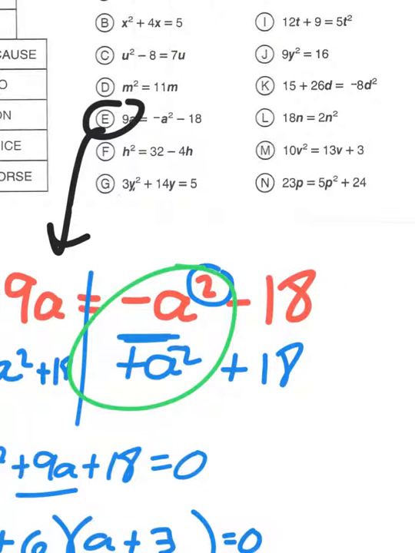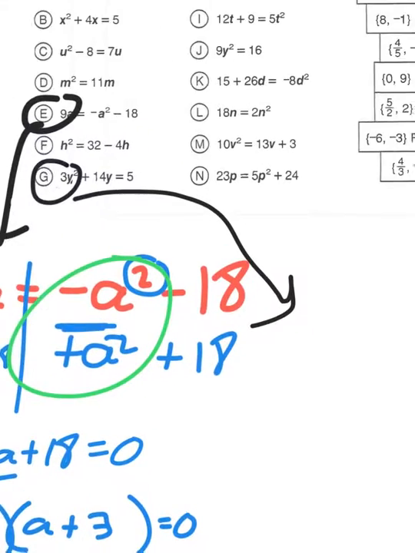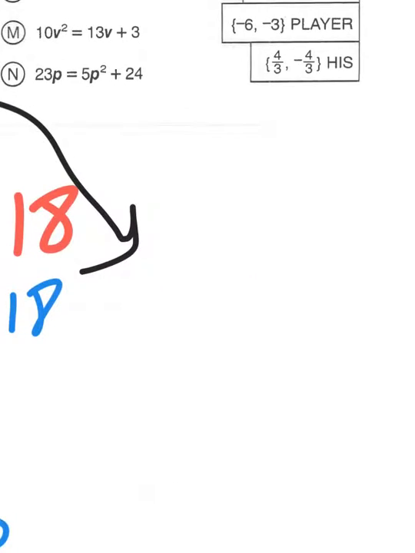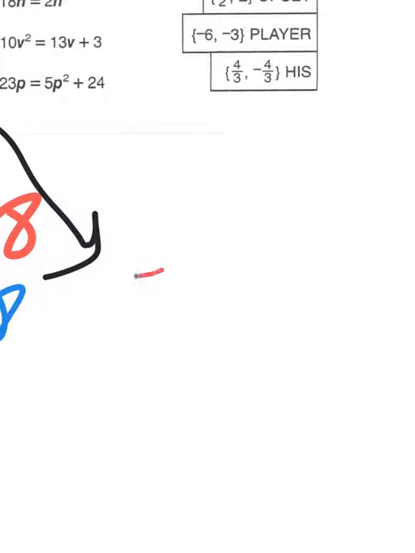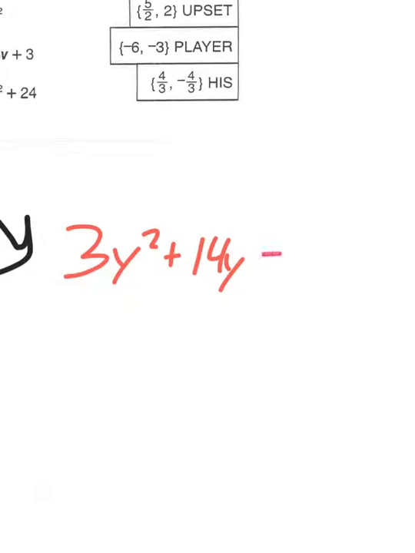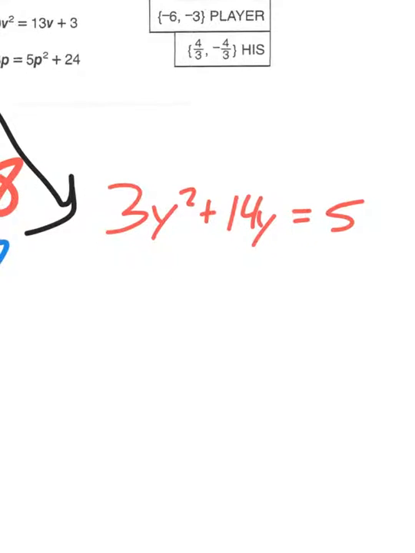Okay, one more that I'll do on this side. I'll do letter G. I'm going to bring it down over here again where I have more space. I think it's 3y squared plus 14y equals 5. Okay, good.